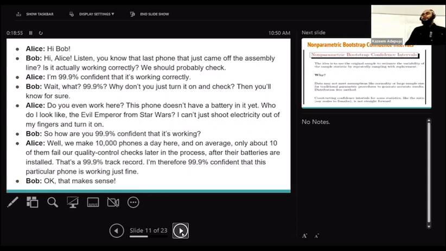Alice said, "Hi, Bob." And Bob replied, "Hi, Alice. Listen, you know that last phone that just came off the assembly line, is it actually working correctly? We should probably check." And Alice said, "I am 99.9% confident that it is working correctly." And Bob now said, "Wait, what? 99.9%? Why don't you just turn it on and check? Then you will know for sure."